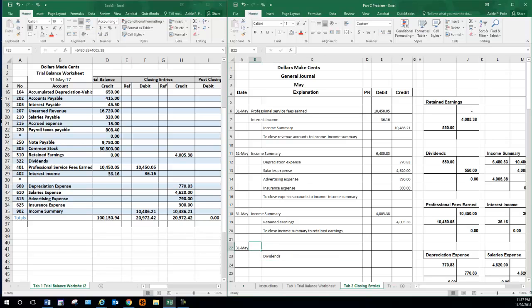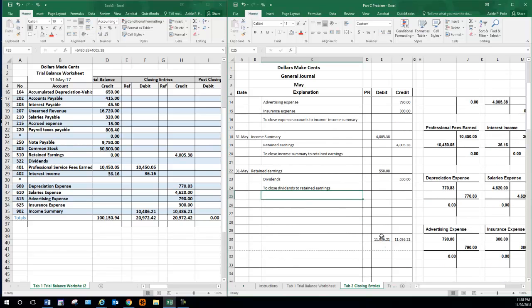I'm going to come over here and put that entry in my general journal. So we debited retained earnings for 550, and we credited dividends for 550, making it 0. And this says to close dividends to retained earnings. We're done with that, and that is the end of our closing entries. So all of our closing entries are done.